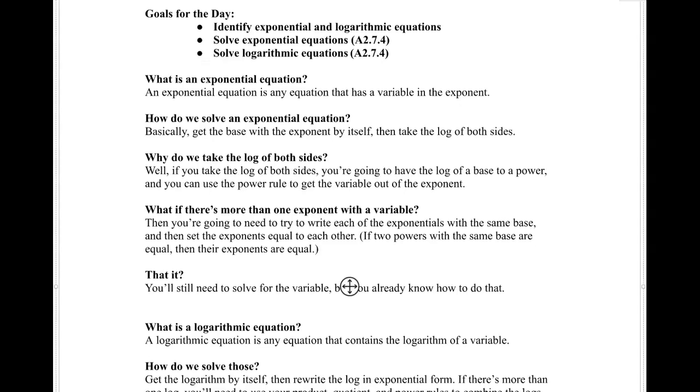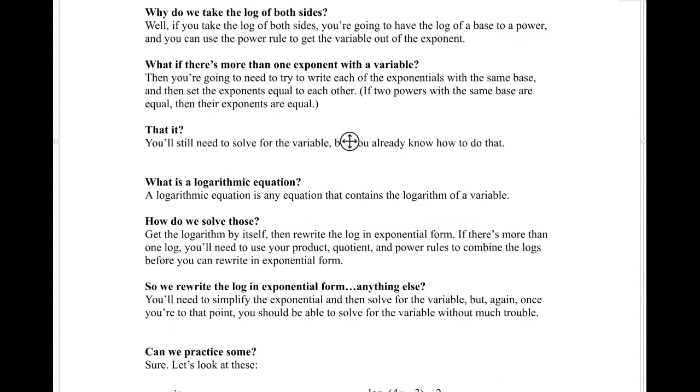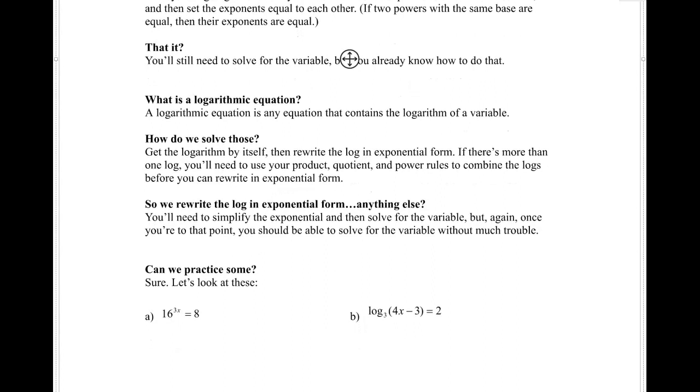But what if there's more than one exponent with a variable? Well, then we're going to need to try to write out each of these exponentials with the same base, and then we're going to set each exponent equal to each other. So if two powers with the same base are equal, then their exponents are equal. That's it. You still need to be able to solve for a variable, but we already know how to do that.